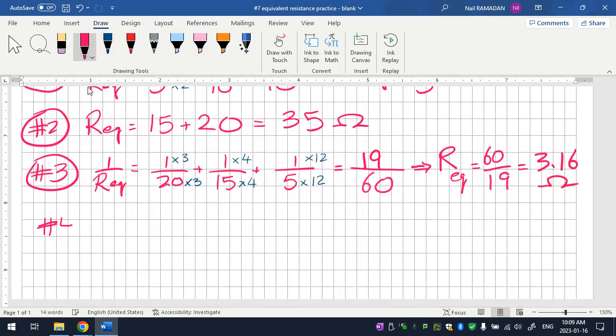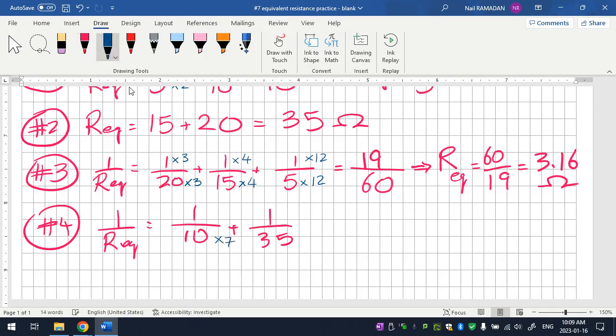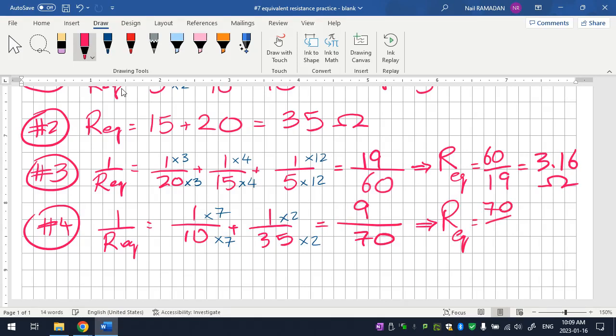So number 4. What do I get? 1 over REQ equals how much? What was the top one? I'd just like to start from 1 over 10 plus 1 over 35. What's common between 35 and 10? 70. Thank you. This times 7, this times only 2. So I got myself a 70 at the bottom. 7 plus 2 is 9, which means REQ equals 70 divided by 9.